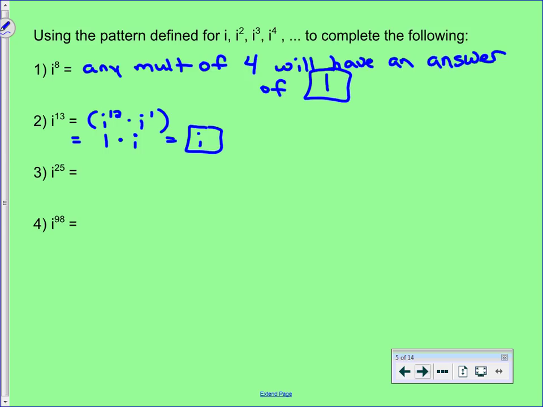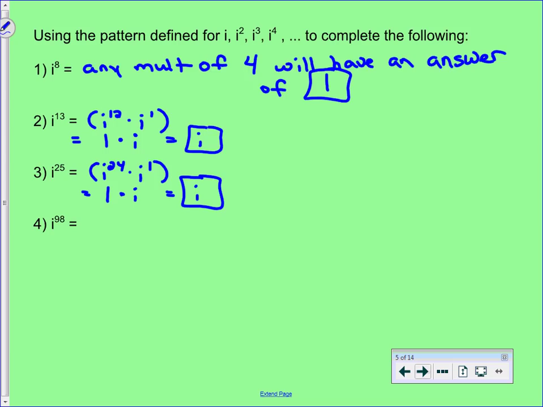We can continue to use that same property and think what multiple of 4 is really close to 25. That is our i to the 24th times i to the first. Those two numbers will still add up to be equal to 25. So it's really nice because now we get our 1 times i, and this is again equal to just a regular i. You might be thinking, well, do they always equal i? Well, no. With number 4, you have an i to the 98th power.